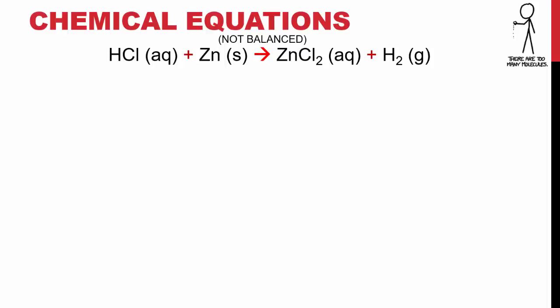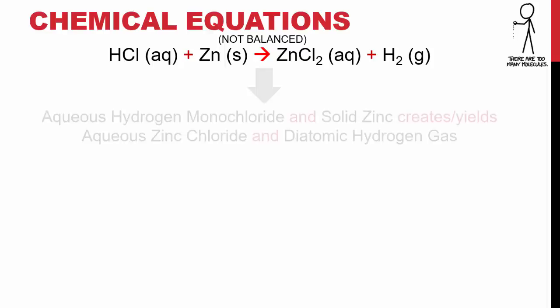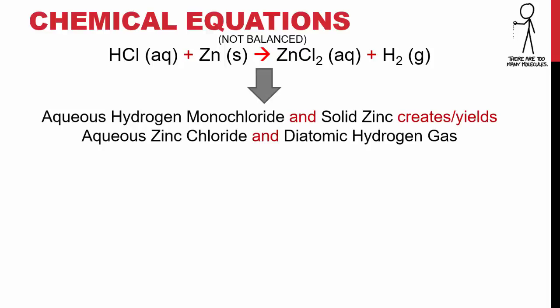Now we're going to try to figure out how to read this properly. When you look at this, you have to also look at the physical states, not only the reactants and the products. So starting from the left to the right, we see aqueous hydrogen monochloride and solid zinc creates, or yields, aqueous zinc chloride and diatomic hydrogen gas, commonly known as hydrogen gas.